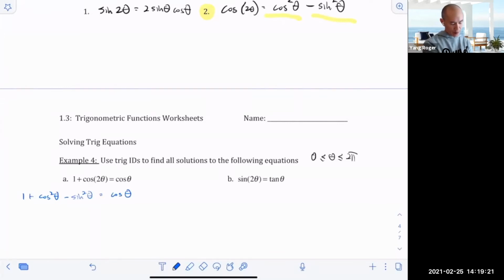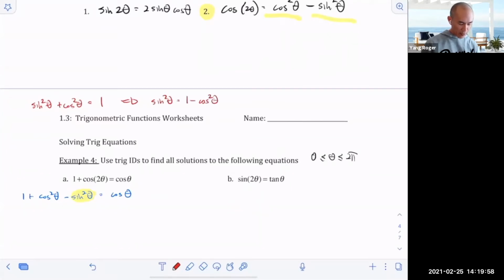Now, I don't like it when my sines and cosines are mixed up. So what I'm going to do is replace this sine squared theta. And how am I going to replace that sine squared theta? I know that sine squared theta plus cosine squared theta is equal to 1. So what this means is I can write sine squared theta is equal to 1 minus cosine squared theta.